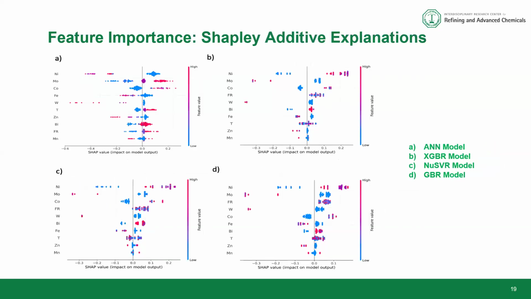Similarly, another feature importance method is the Shapley additive explanation, abbreviated as SHAP. It also gives a similar indication of the most important features that control the performance of the desired output. As you can see here, we have nickel as the top performer, followed by molybdenum and other metal oxides.